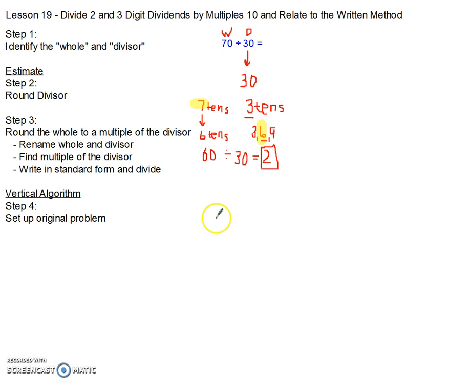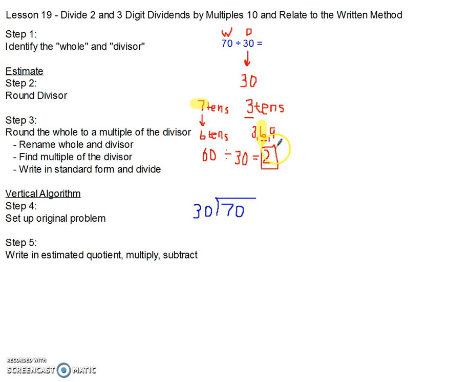So step 4 is to set up the original problem in division. And in our original problem, we had 70 as our whole, which is what we're dividing, and we're dividing it into 30 groups, or our divisor. So here, this is read as 70 divided by 30, so you can think of it as backwards. Step 5 is we want to write in the estimated quotient, then we'll multiply and subtract.